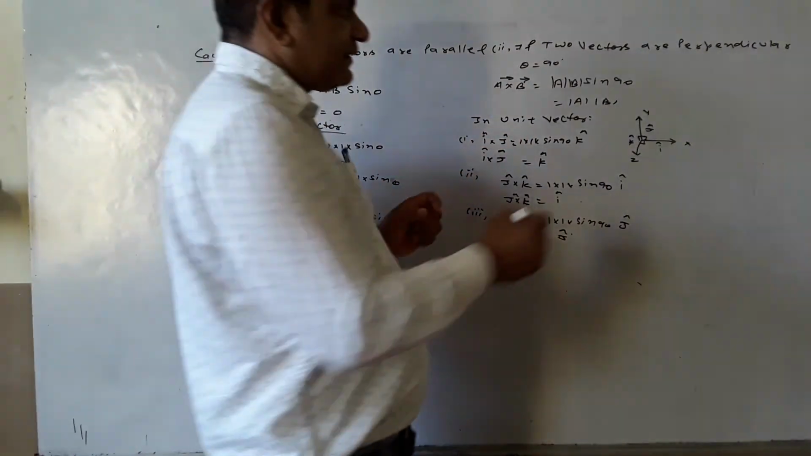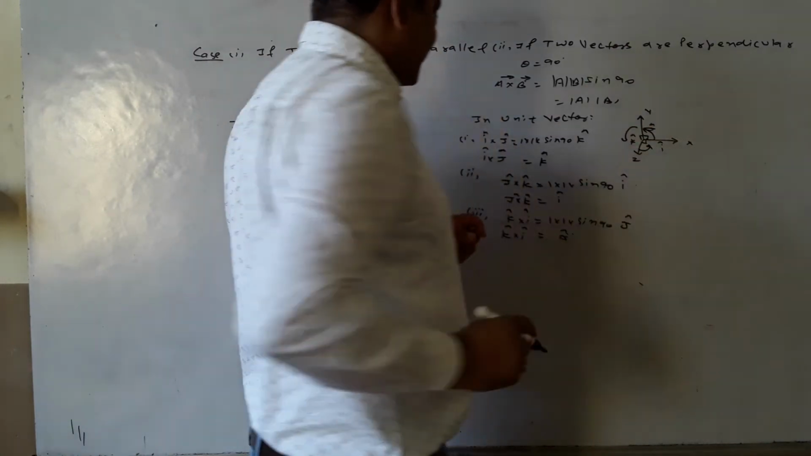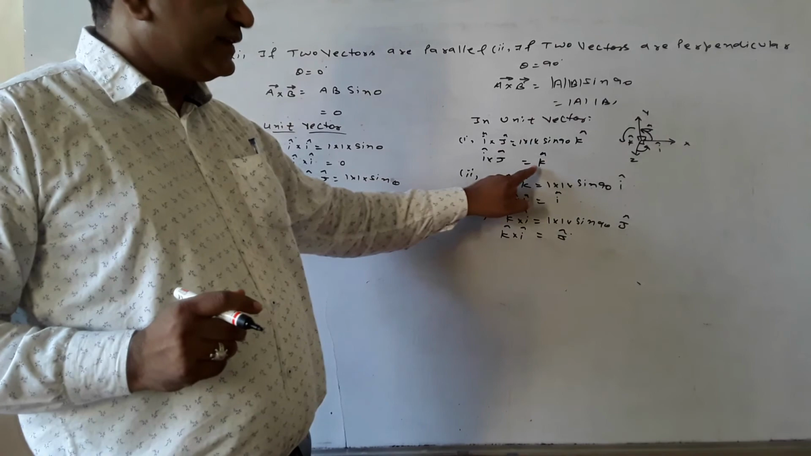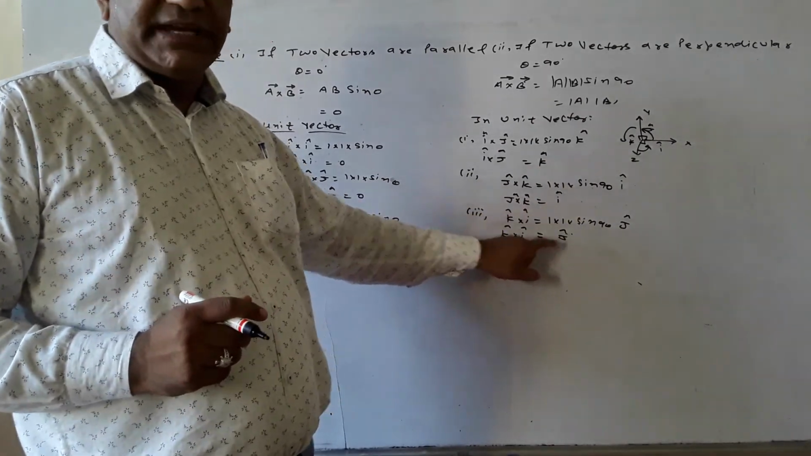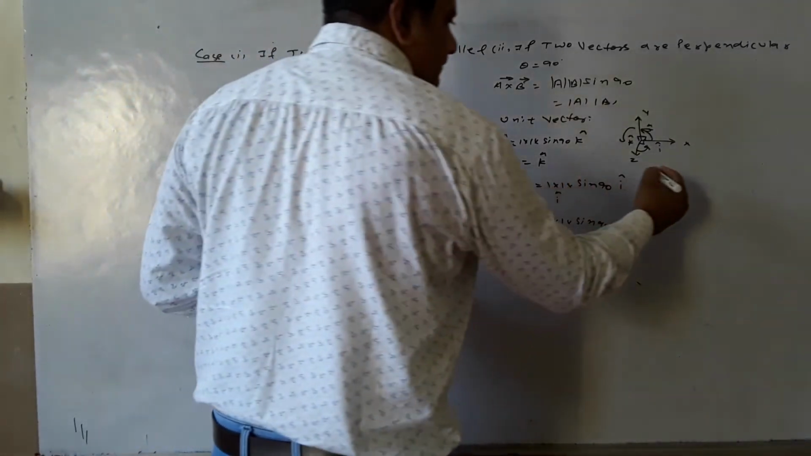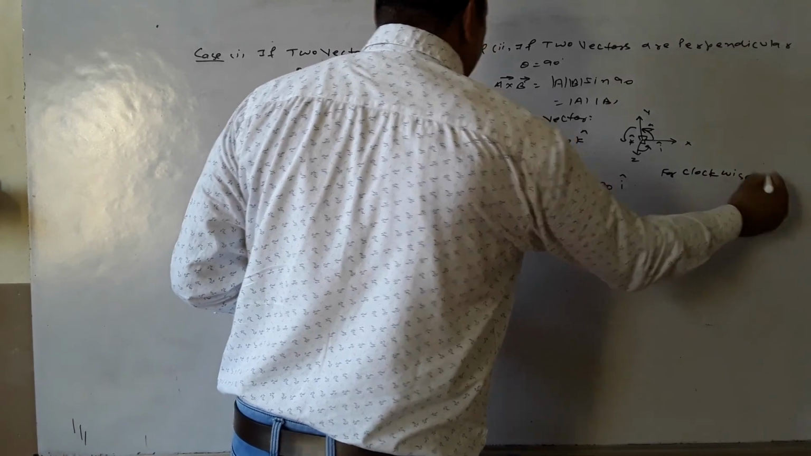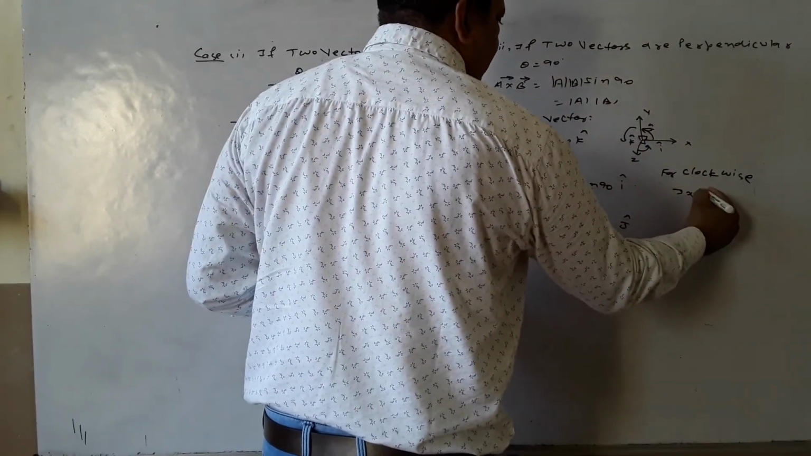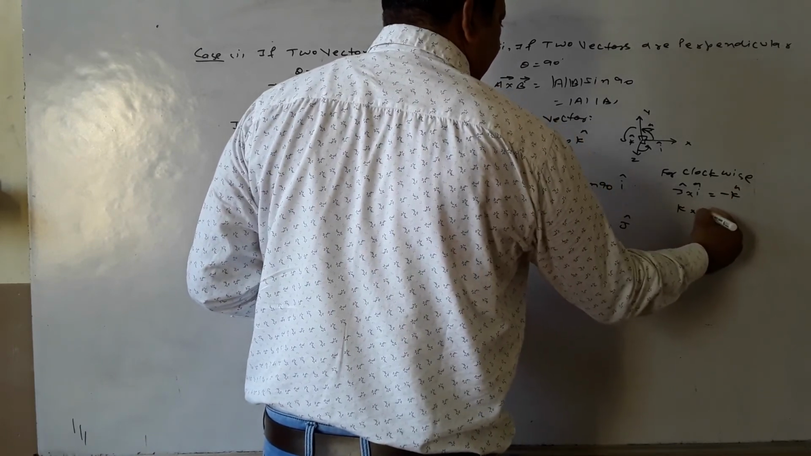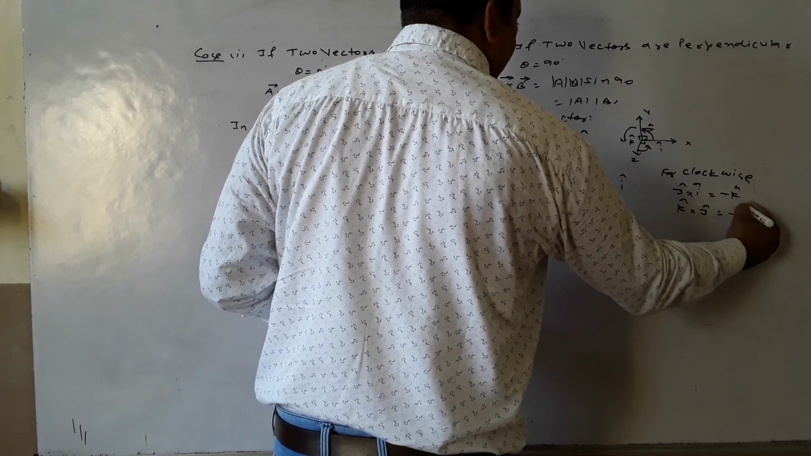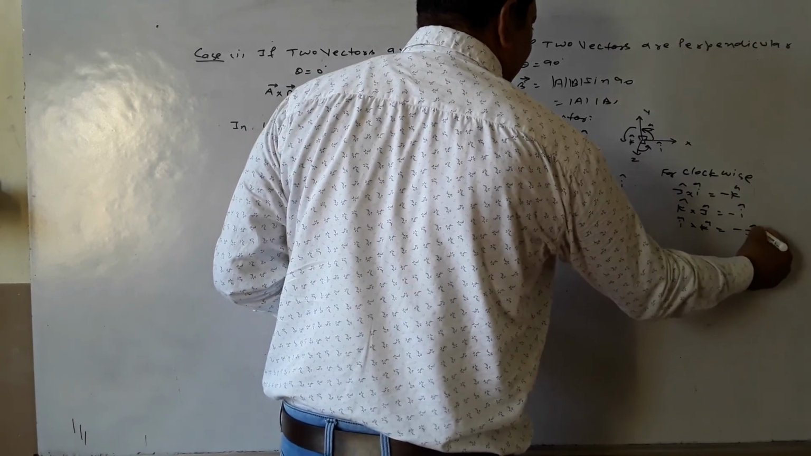So this is for anti-clockwise: I cross j is equal to k, j cross k is equal to I, k cross I is equal to j. If the direction is changed to clockwise, j cross I is minus k cap, k cross j is minus I cap, I cap cross k cap is minus j cap.